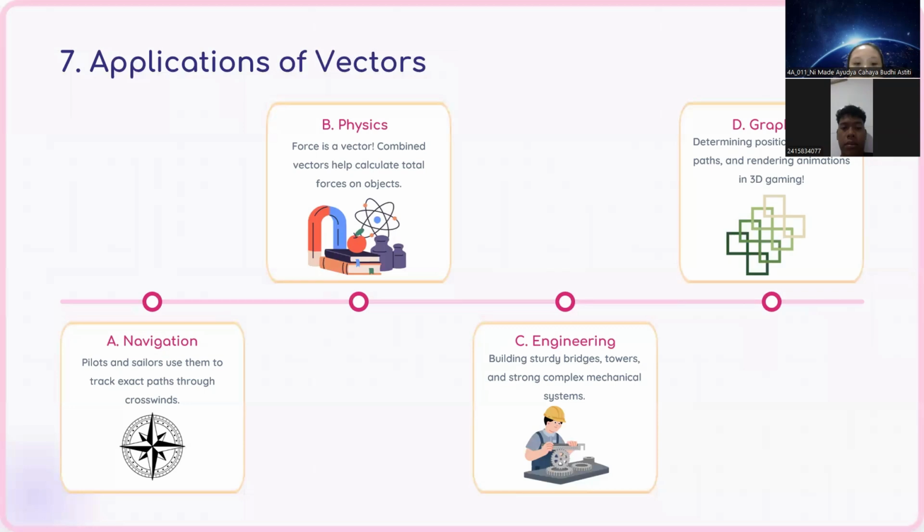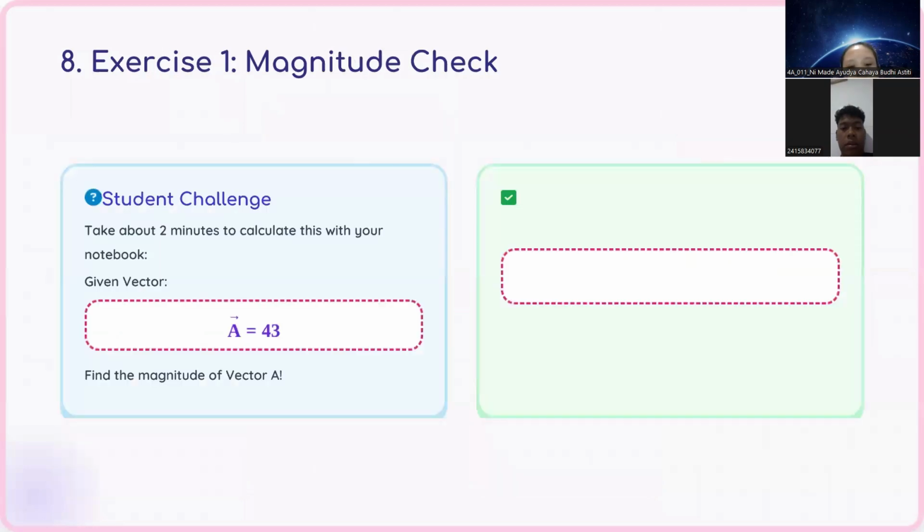Now, let us do some exercise to check your understanding, Wahyu. So I will give you about 2 minutes to solve this first question. The first question is given vector A equals 4, 3. So find the magnitude of A. Alright, time's up. Now please explain your answer, Wahyu.